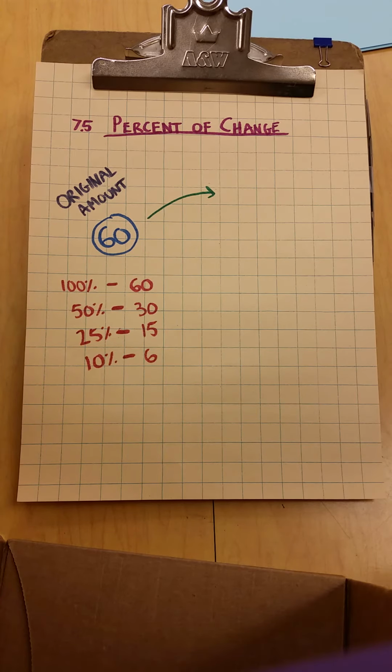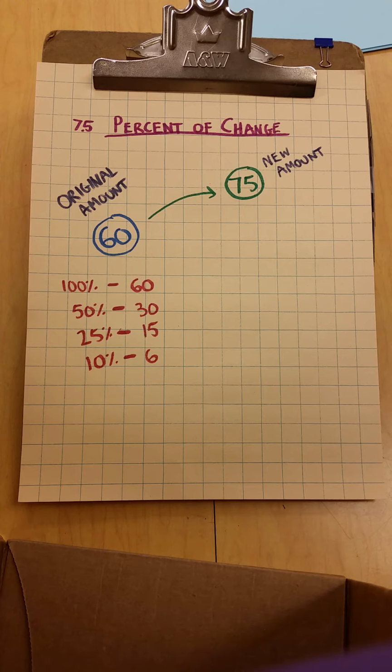What happens if my number changes? Say it grows and becomes a new number, like 75. Well, first, how much did it change by? In this case, it went up by 15. So now the question is, what percent did it change by?